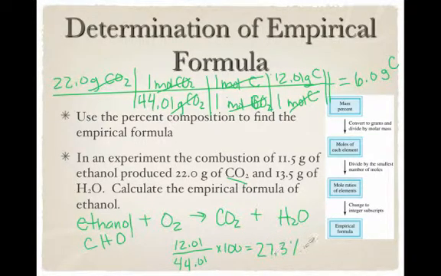Okay, 27.3% carbon. So 27.3% of this 22 grams is carbon. So how do we find how much carbon would be in the 22 grams? Take 0.273 times... that's not right. Do we get the same number? We should get the same number. What's not right?